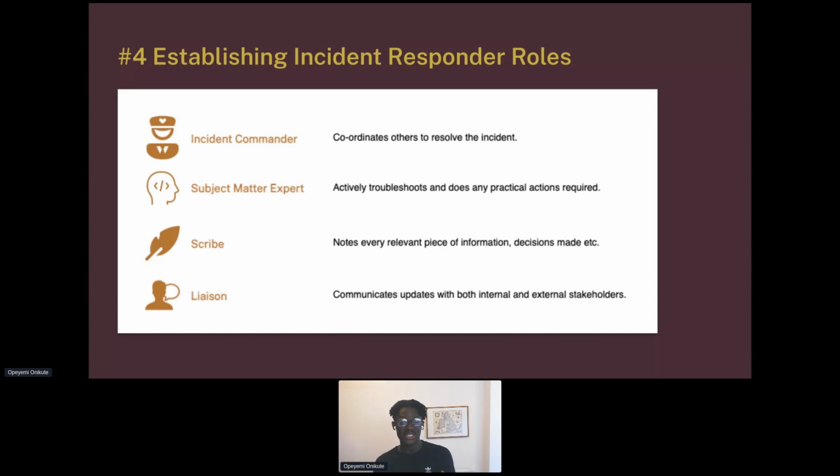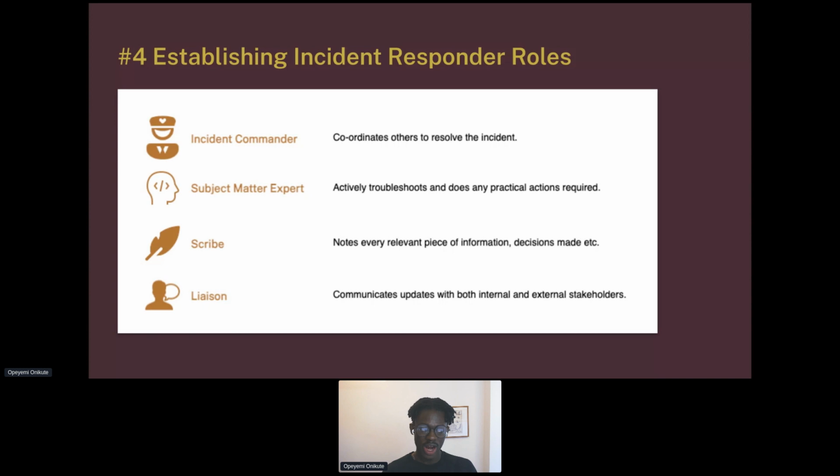Then the scribe. You don't see this often, but I think the scribe is a very, very important role. So the scribe's role is to note down every relevant piece of information, right? All the decisions made, because communication can happen in a ton of different places, right? You can have chat, you can have video, right? So the scribe's role is to note everything down, because when you're writing your incident report about how the incident was handled and how you want to improve in the future, this piece of information will be important. And also when you're communicating, say to external stakeholders or to even management as well.